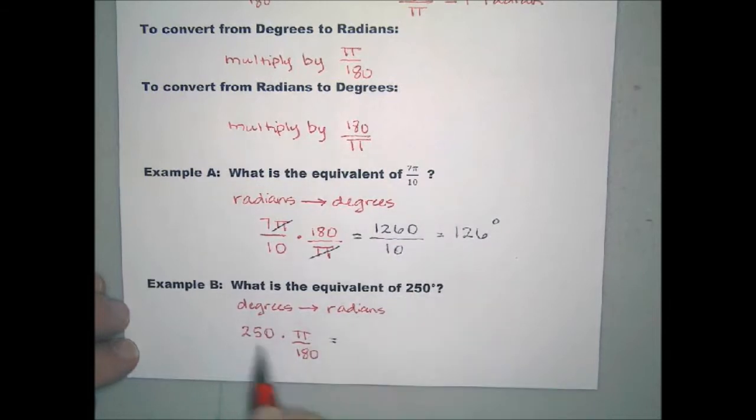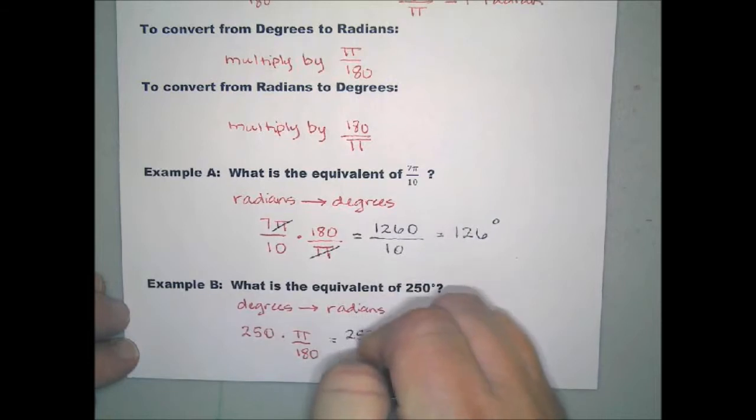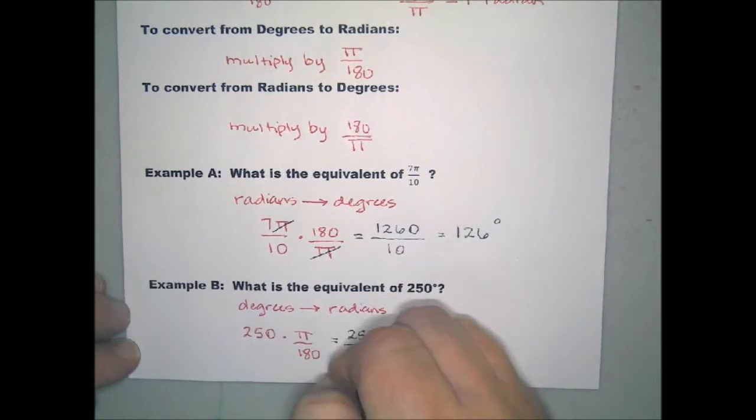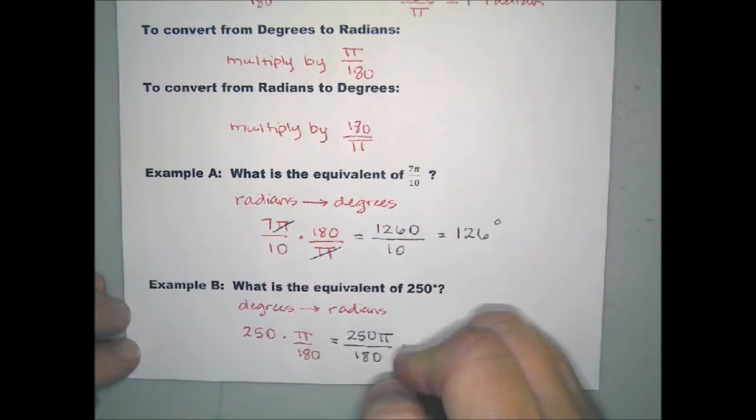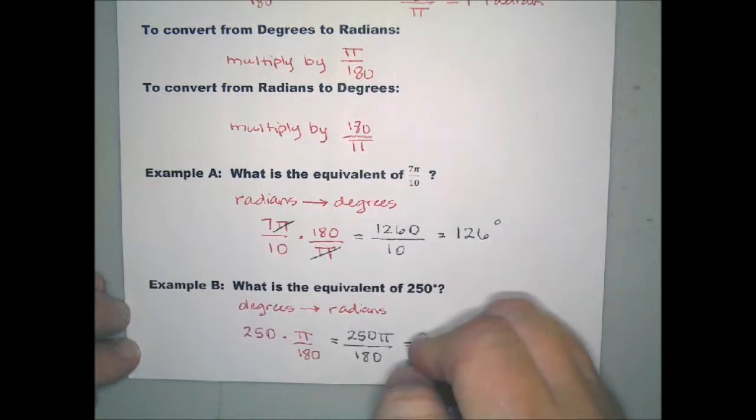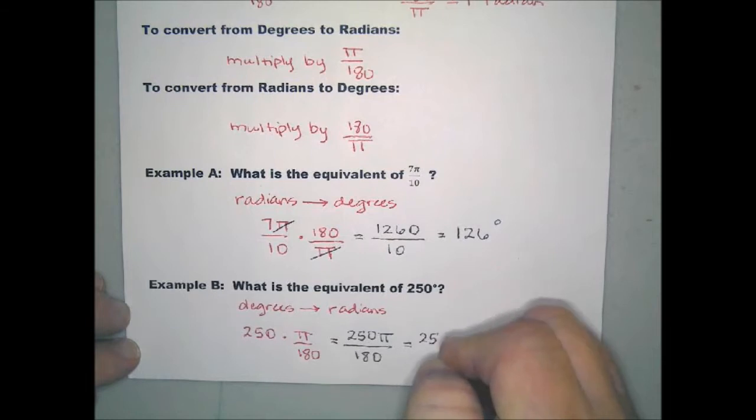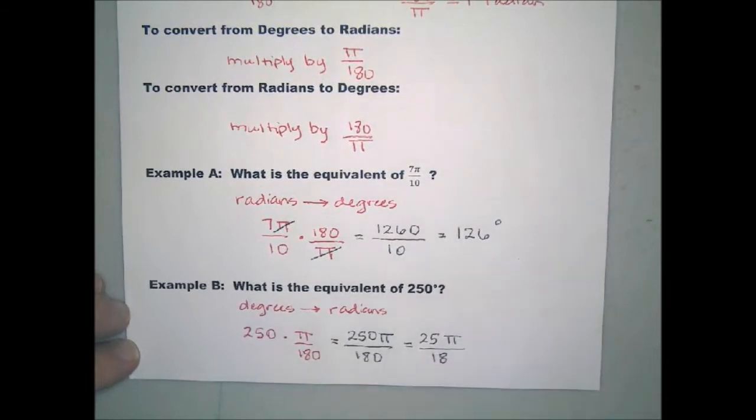So what this is going to be is 250 pi over 180. Now, I can divide both of those by 10, so I can reduce by a factor of 10, and I'd have 25 pi over 18 as my answer. So that would be the answer to that problem.